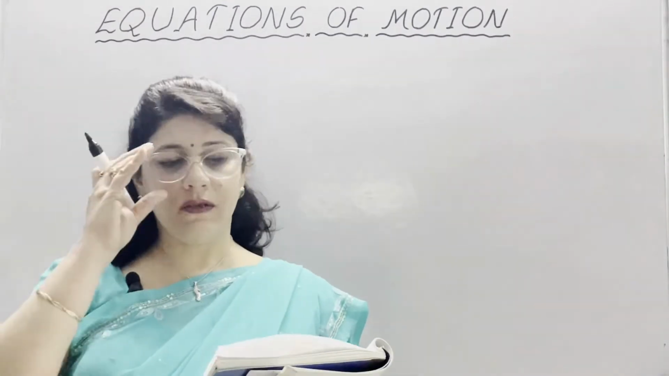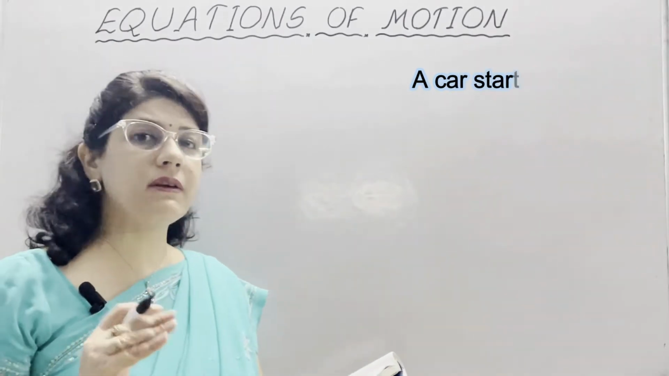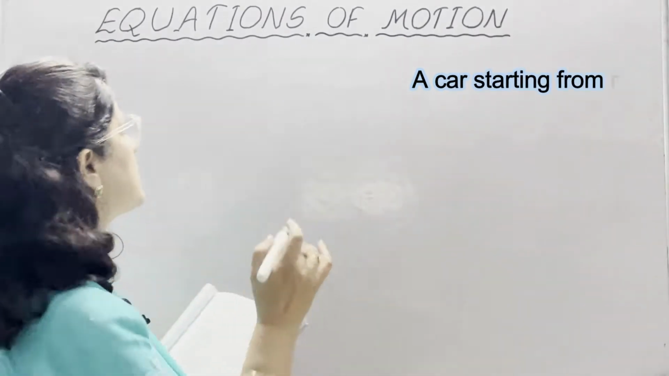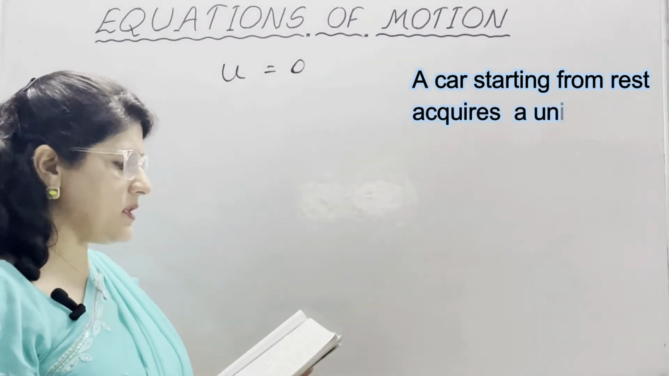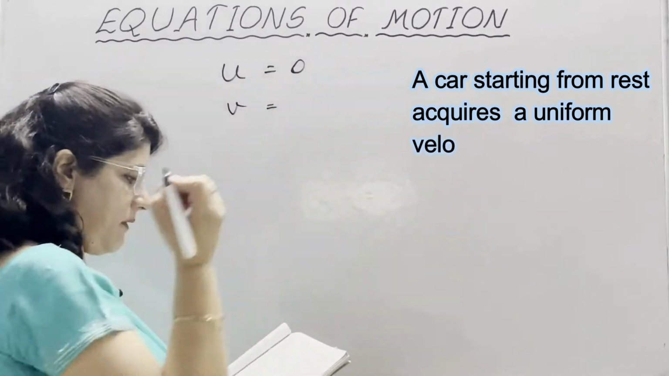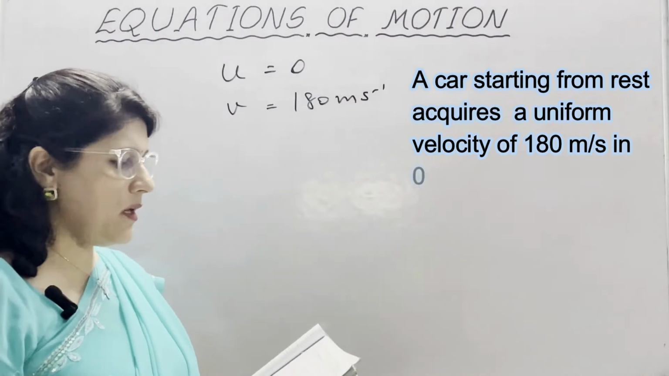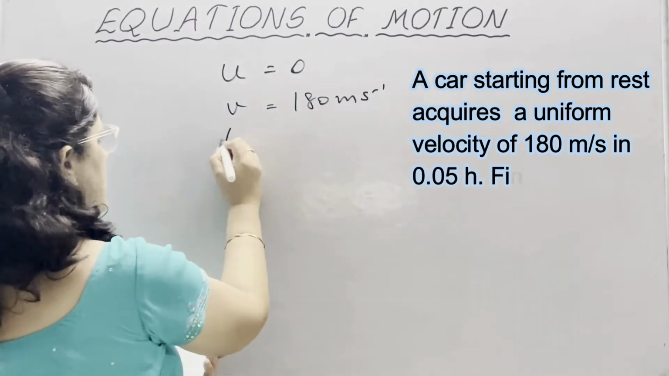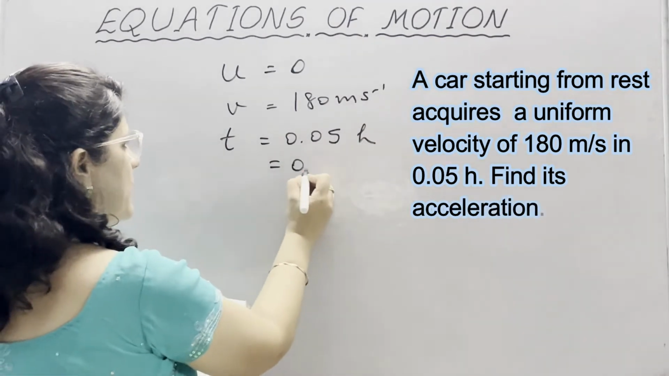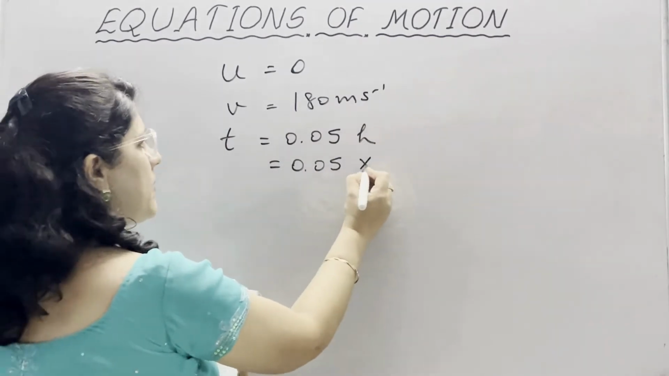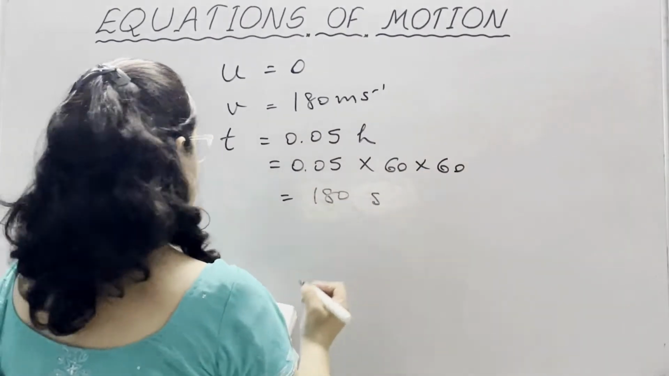Now coming to numericals, first start with a very simple one. A car starting from rest. Whenever it is given a car starting from rest, it means its initial velocity u is equal to 0. Acquires a velocity, it means final velocity v is given as 180 meter per second in 0.05 hour. So time is 0.05 hour, which is not an SI unit. So first we need to convert it into seconds by multiplying with 60 and 60, which is 180 seconds.